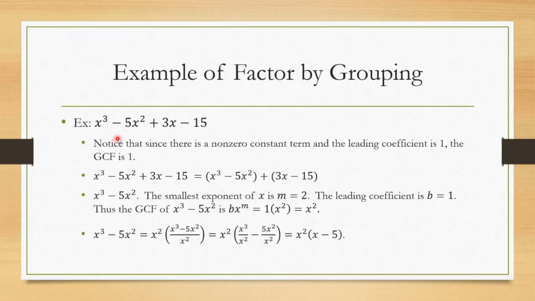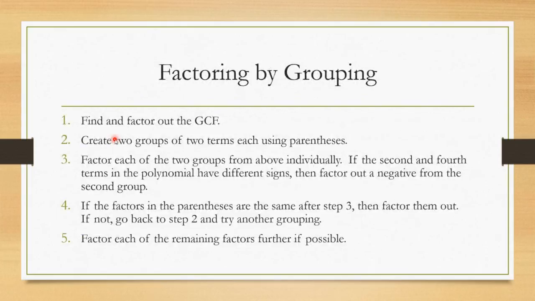So basically it boils down to this. The leading coefficient is 1. The non-zero constant term is also 1. So because of that, the GCF is 1. Okay, that's step 1, right? That was step 1. Find and factor out the GCF.